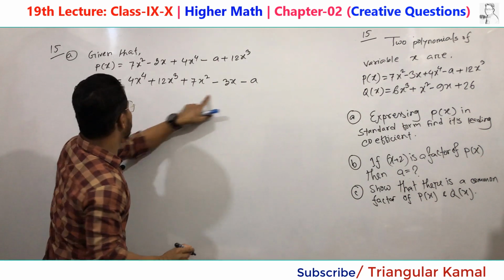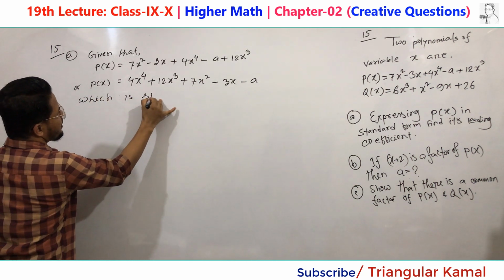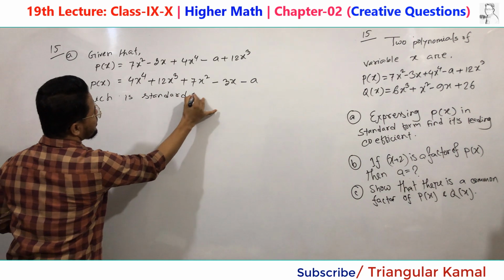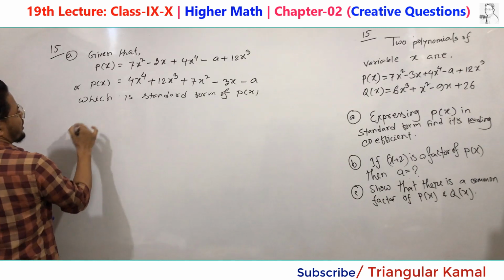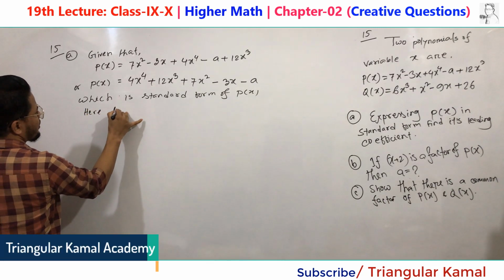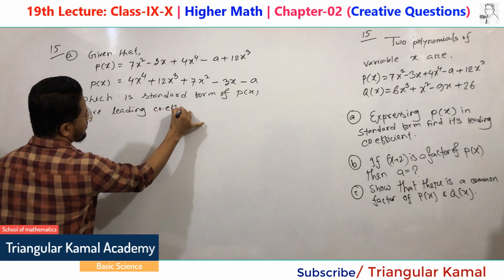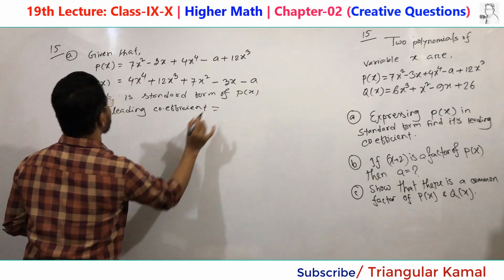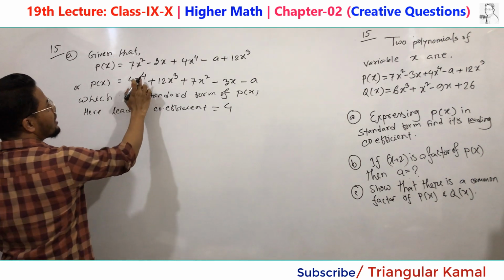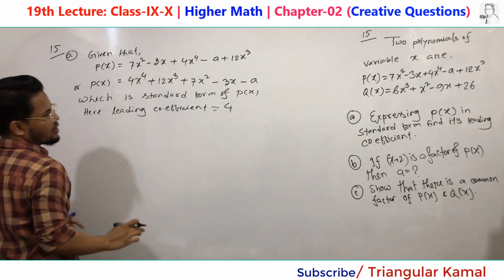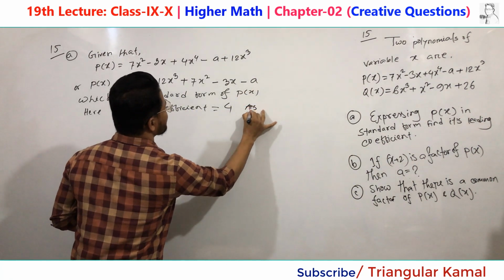Now this is the standard form of p of x. Here the leading coefficient equals 4. And if the question requires leading power, then it will also be 4. So our requirement is only the leading coefficient, and that is the answer.